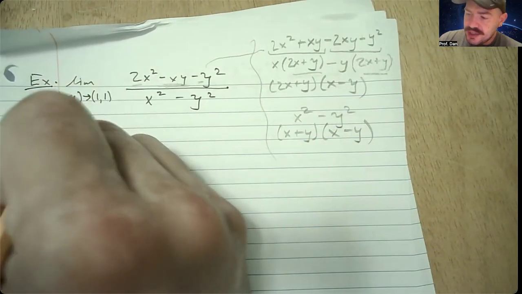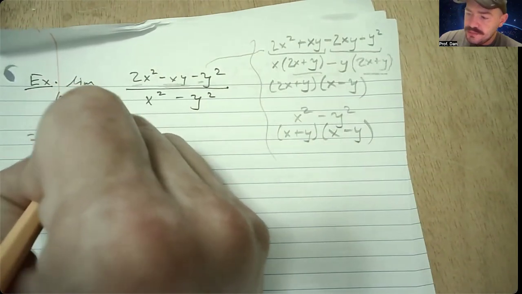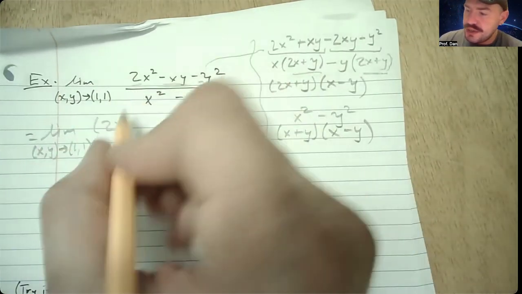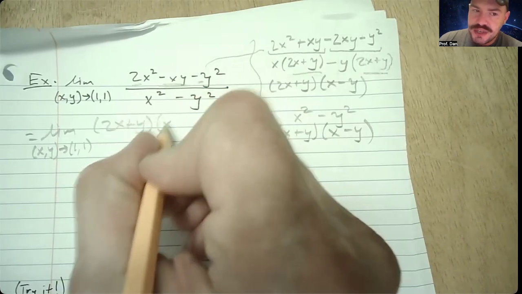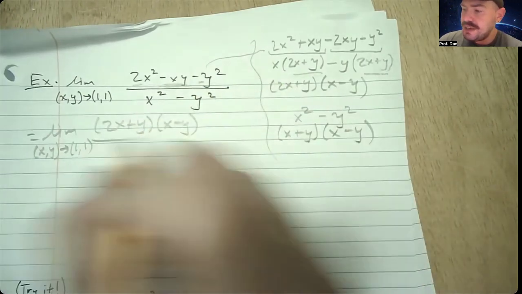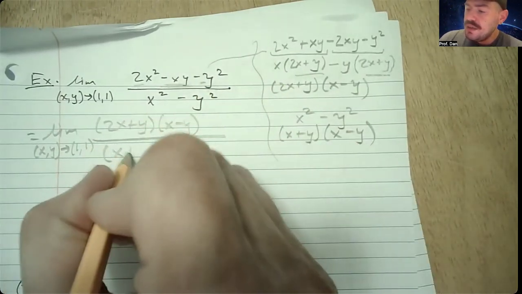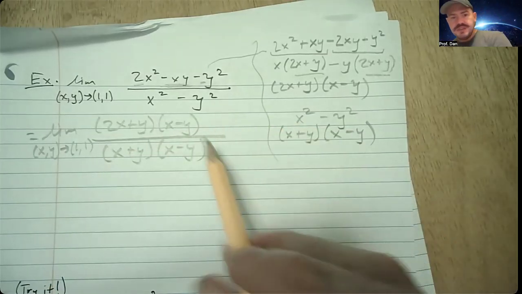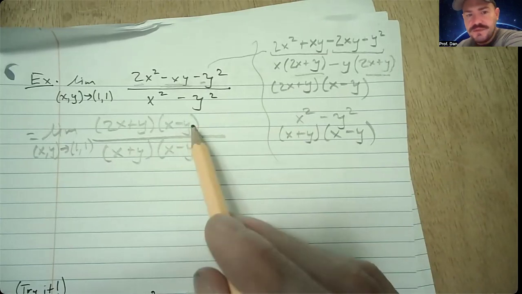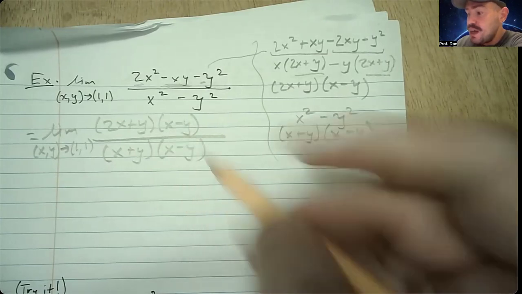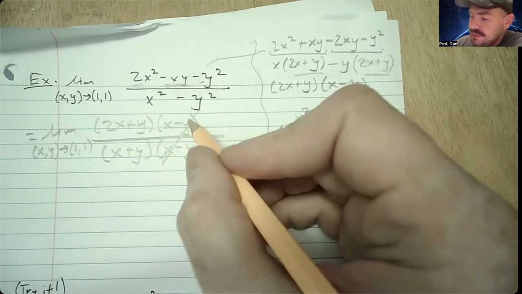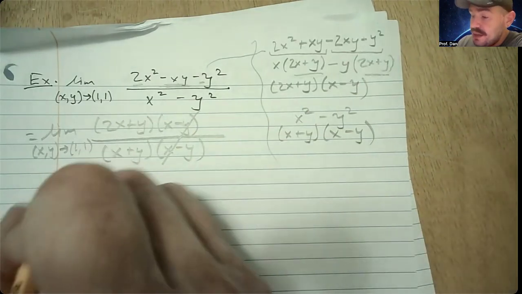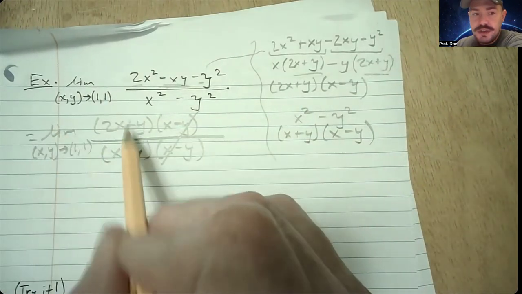as the limit as x, y approaches 1, 1 of 2x plus y times x minus y divided by x plus y, x minus y. Now, if you notice, the top and the bottom have a factor in common. They both have x minus y. So those factors can divide, leave behind a 1 that we don't have to write. And now we're just taking the limit of this.